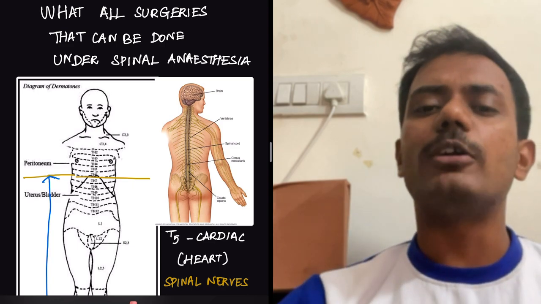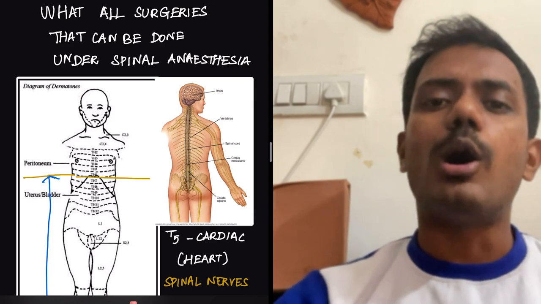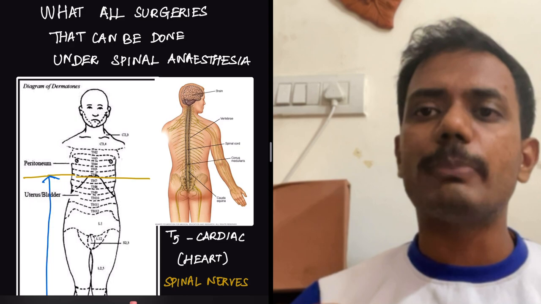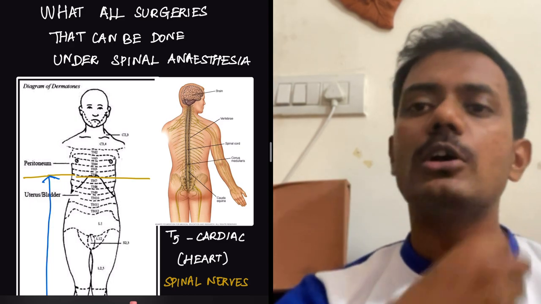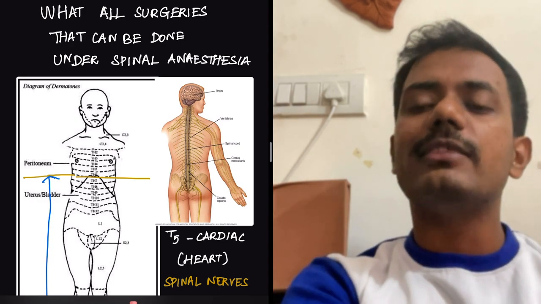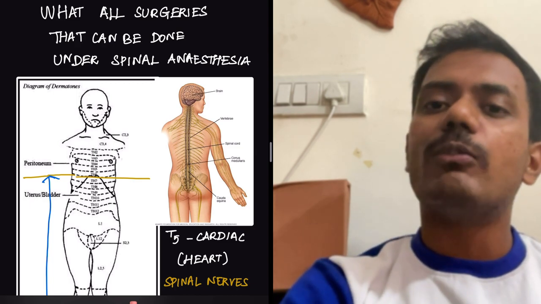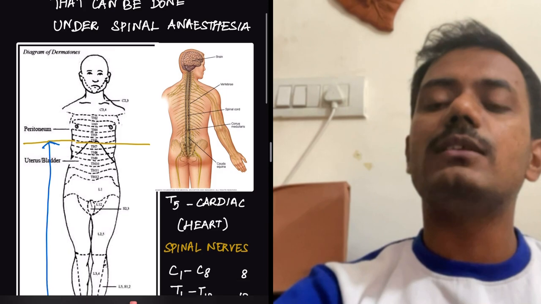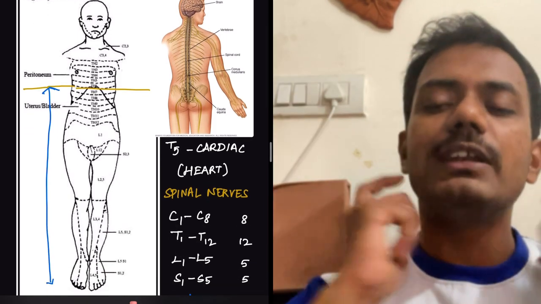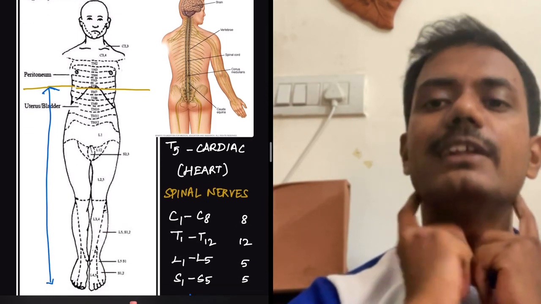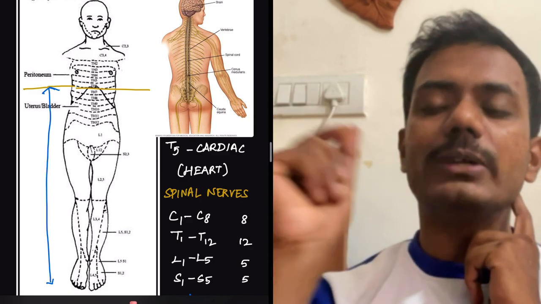The entire body is supplied by nerves. All these nerves exit from the spinal cord, like shown in this diagram. Each and every nerve exiting from a region of the spinal cord supplies the region over which that nerve runs. So based on the region, it is divided. When it is the neck region, it is called cervical. So for cervical, there are nerves 1 to 8.